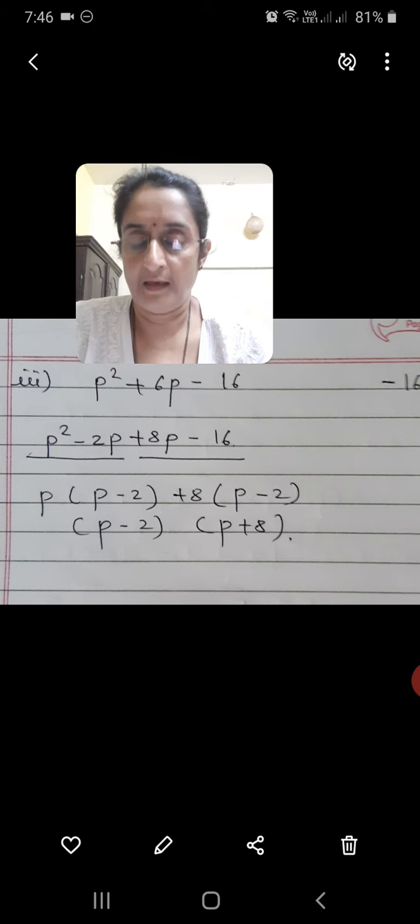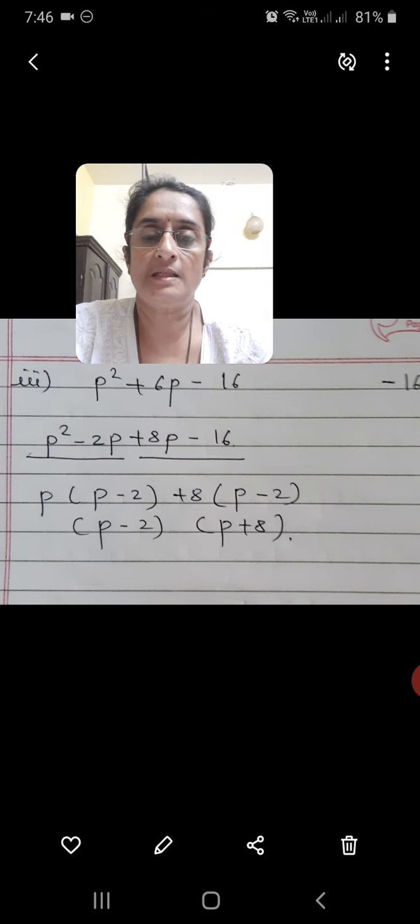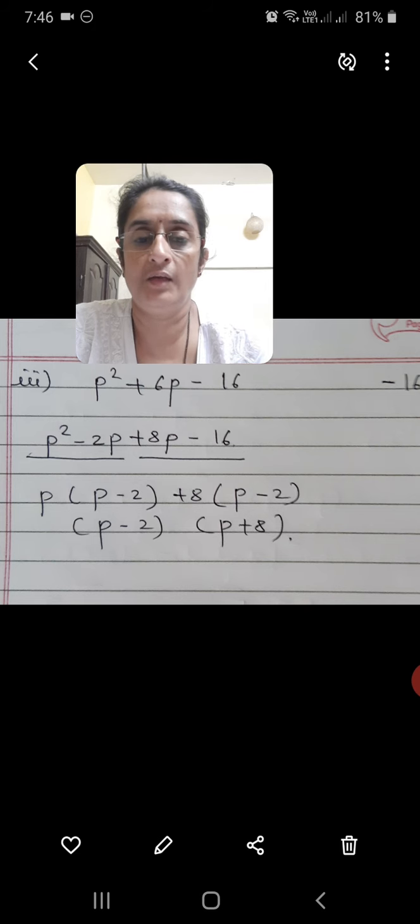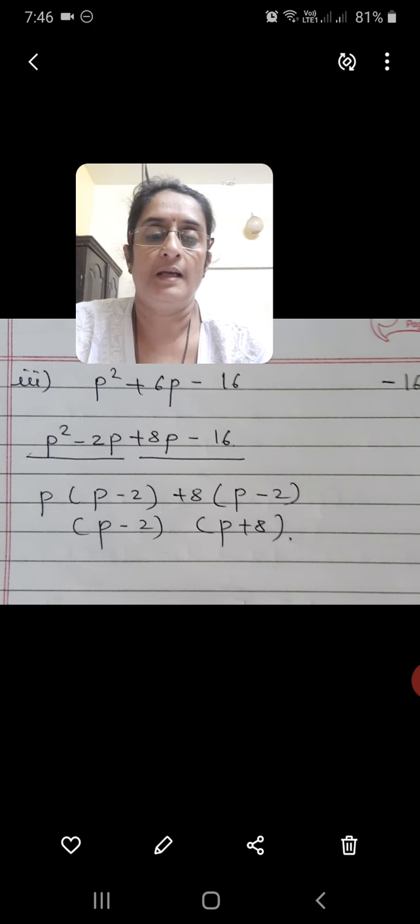Fine. We are done with the first 2 exercises of this lesson. The remaining sums from this exercise you have to do, children, on your own. I have done only a few, the remaining you have to do on your own. If any doubt, let me know.